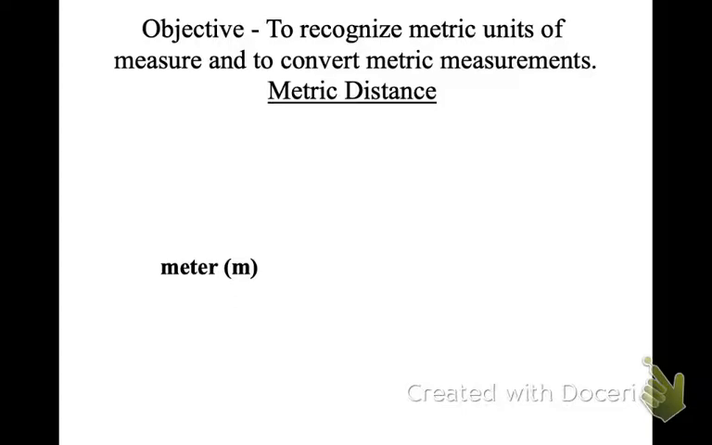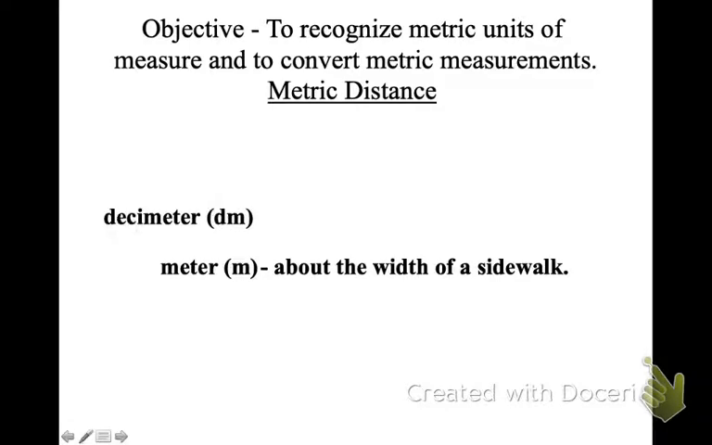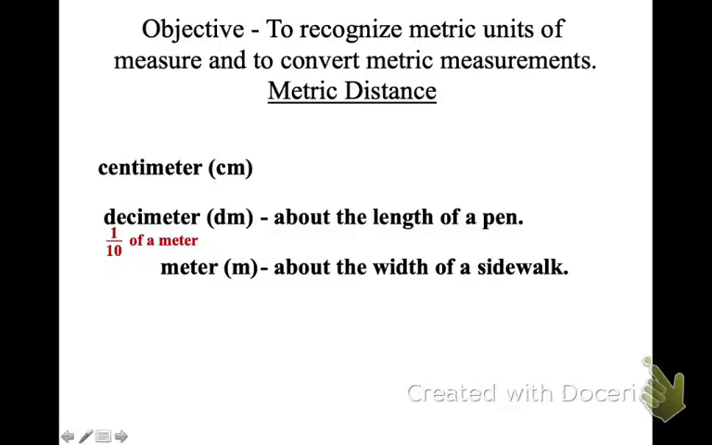We're going to start with the basic unit of distance, the meter. If you think of a meter stick, it's close to a yardstick. It's about the width of a sidewalk. So let's look at some. Our decimeter is 1/10 of a meter, so it's about the length of a pen. You can just abbreviate and write pen, sidewalk width.